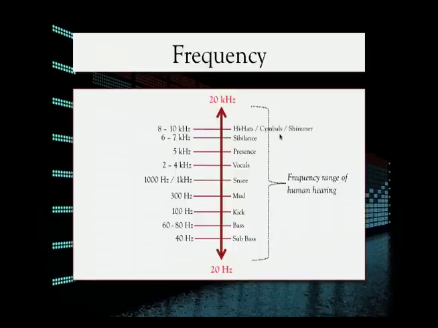8 to 10 kilohertz is a frequency you could boost to really bring out the sizzle in your hi-hats and cymbals and really give you that brightness. It's also known as the shimmer frequency.